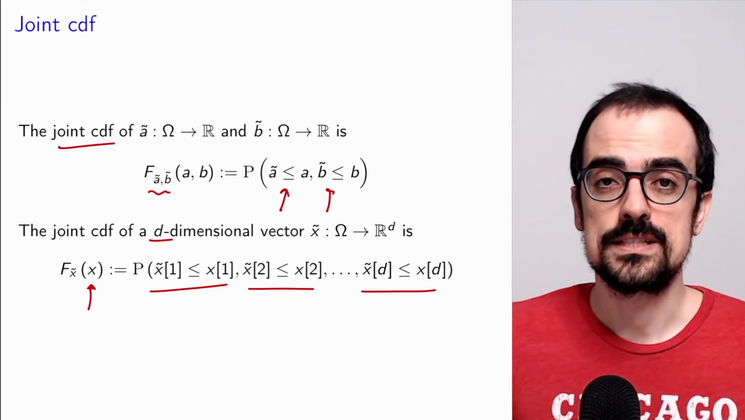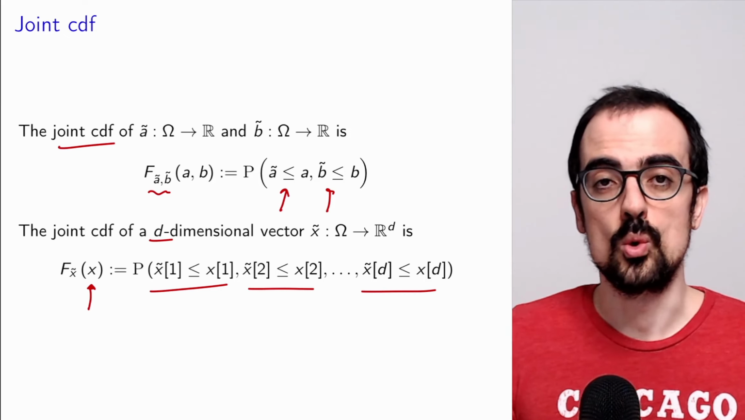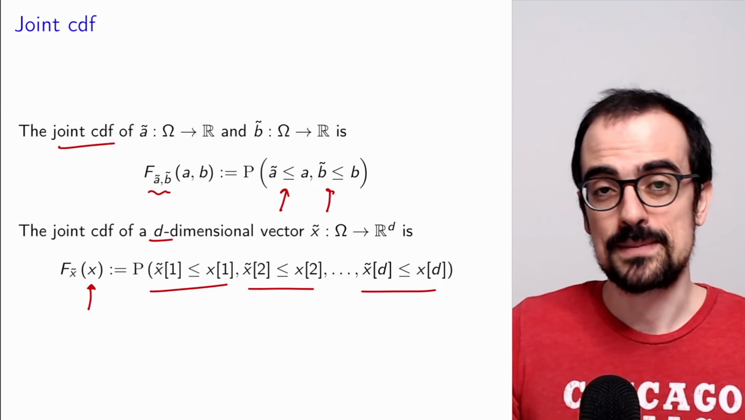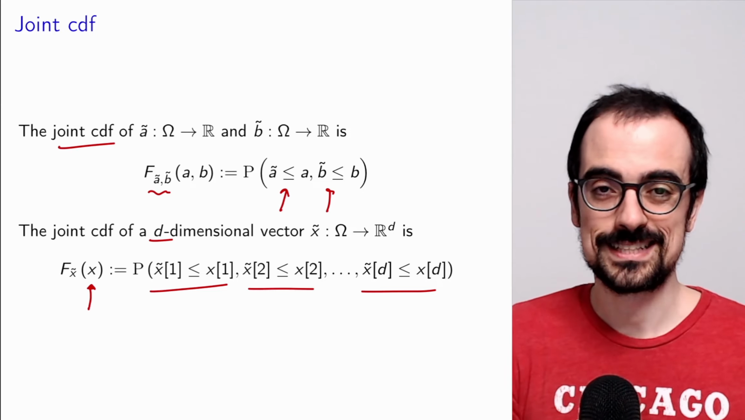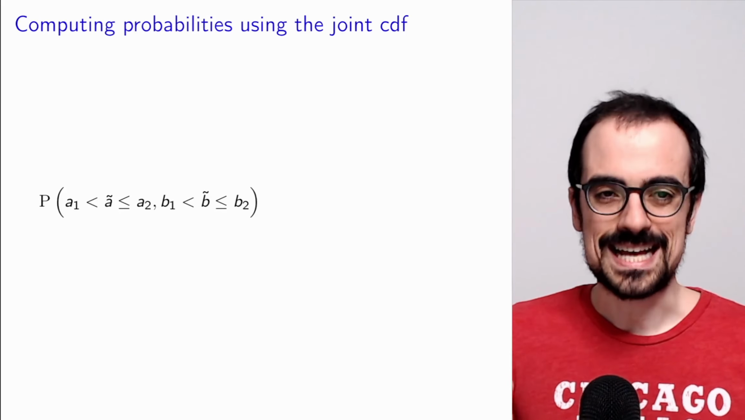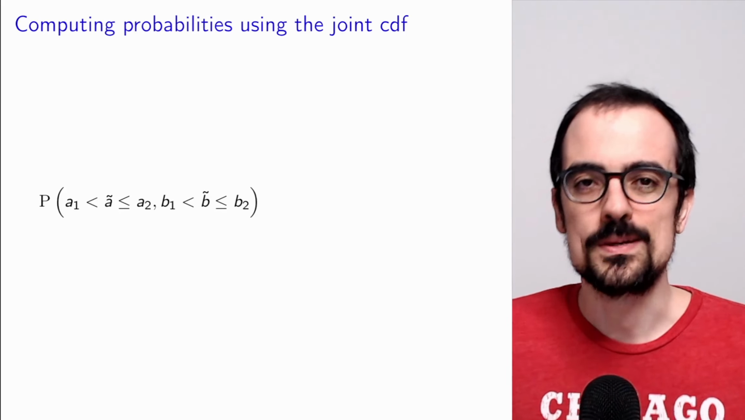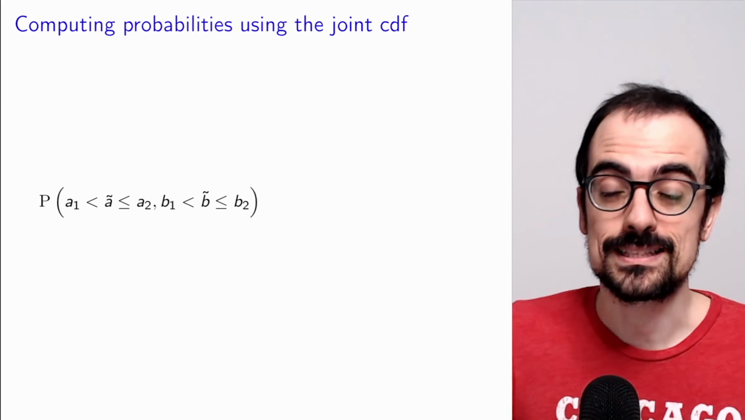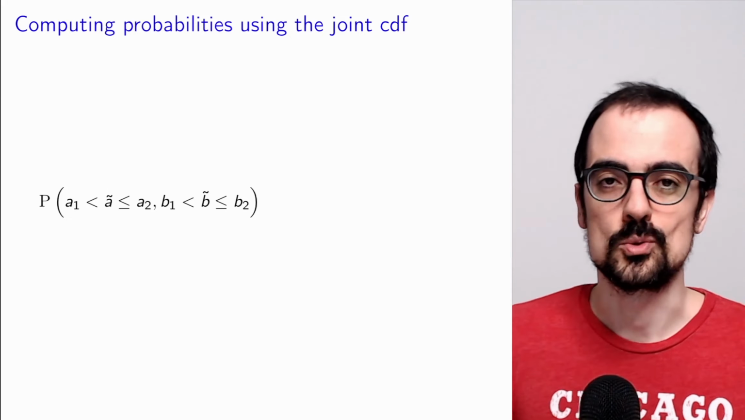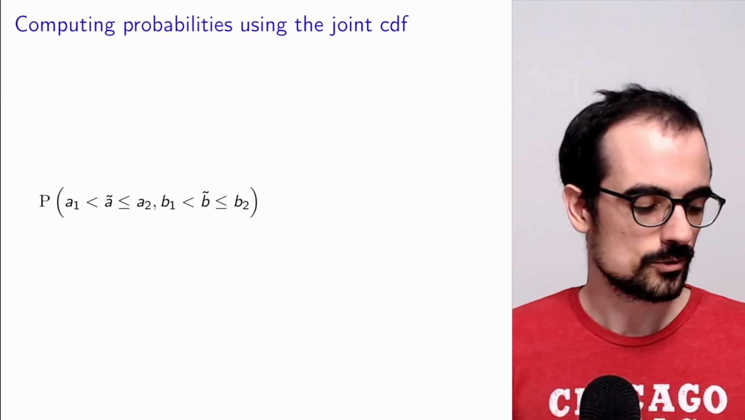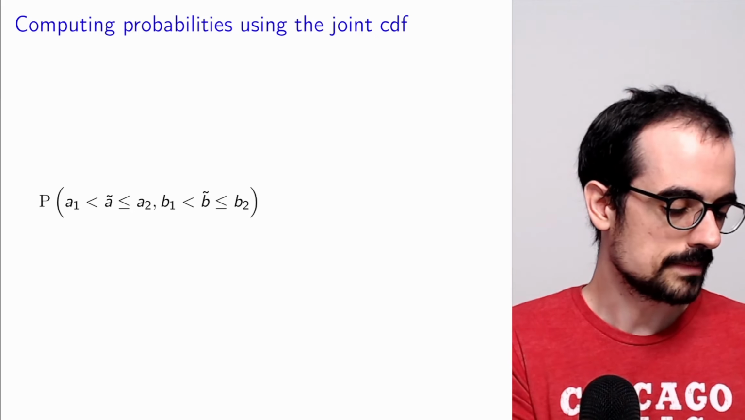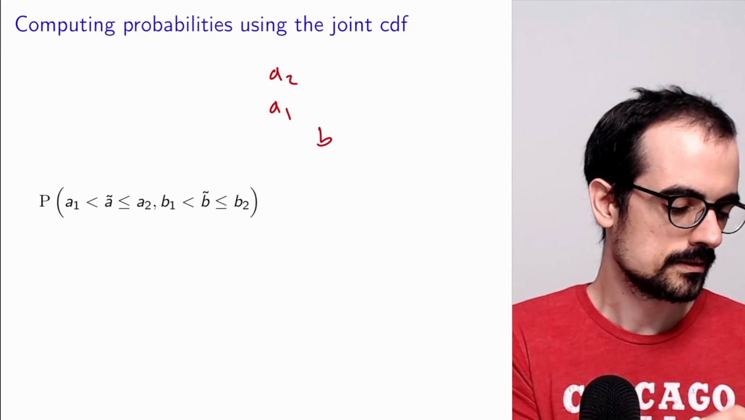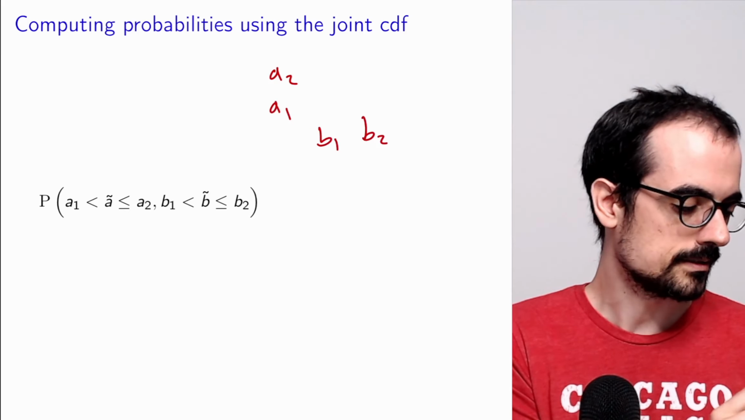So the joint CDF is important because it allows us to essentially completely characterize the behavior of the random variables, but it's very annoying to manipulate. For example, imagine that I want the probability that these two random variables are within a rectangle, if you stack them as a 2D random vector. It's this rectangle here.